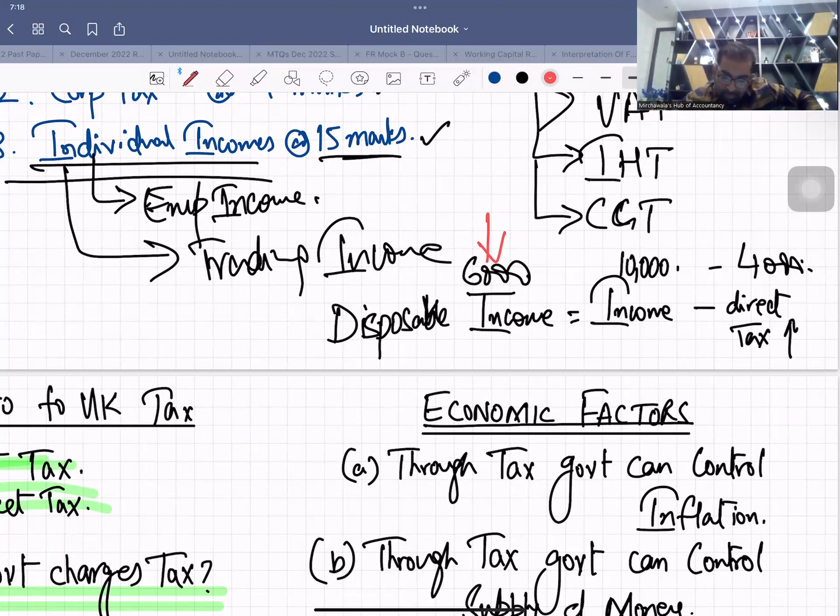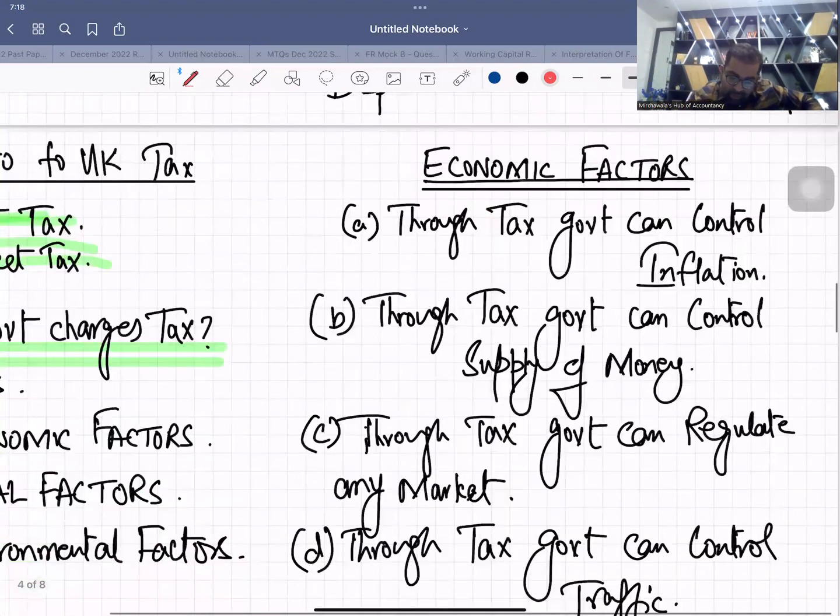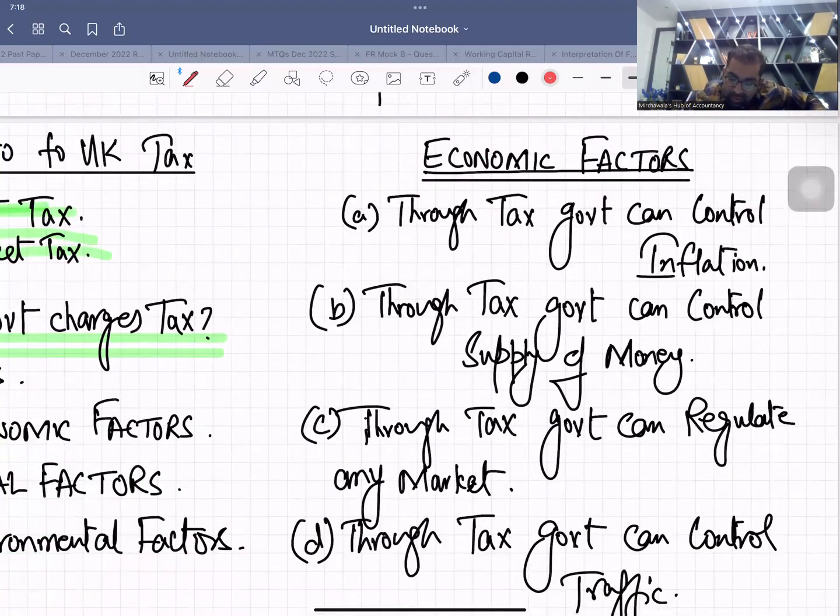Right? Now, skip this first B point and come to C. Through tax, government can regulate any market. For example, if government wants to attract investors towards the stock market, government can announce tax cuts. If government says for the next year there is 0% tax on stock exchange, everybody will come to the stock exchange. So through tax, government can boost any market, and government can destroy any market as well.